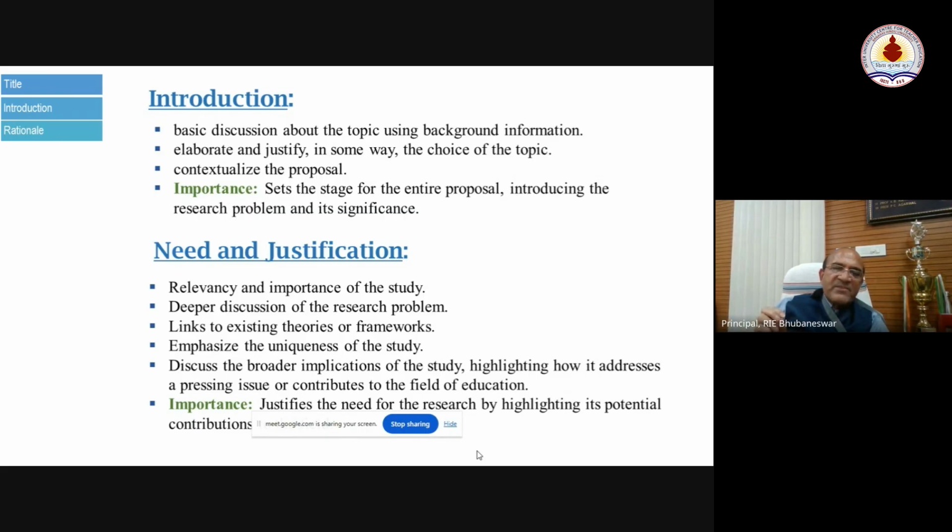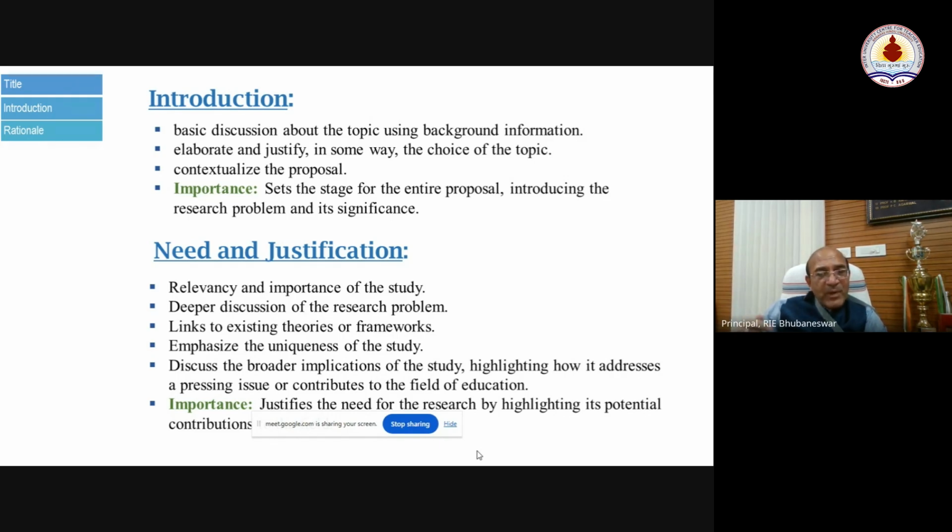Then importance justifies the need for research by highlighting its potential contributions. For example, if I'm talking about superconductivity in metallic glasses, then metallic glasses are materials which have very different properties from the metals and the glasses. So metallic glasses are a new type of material. If I have a wire of metallic glass similar to a steel wire, then I can hang 100 times more weight on that metallic glass wire, and that wire will not break. So that is its strength. Its mechanical strength is very, very high.